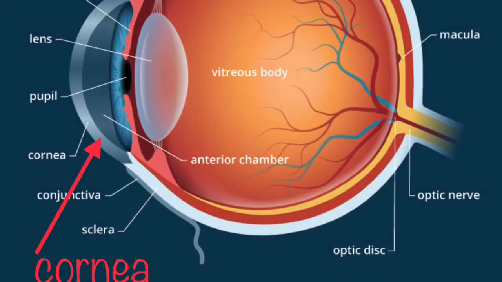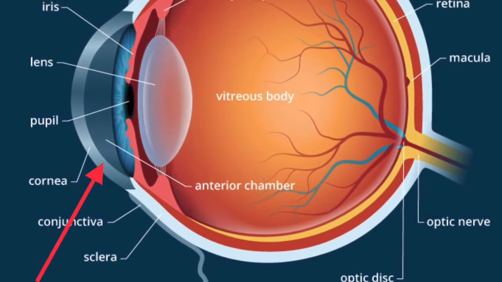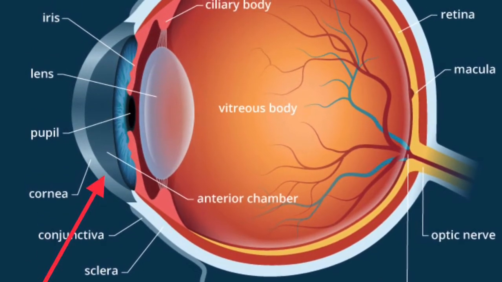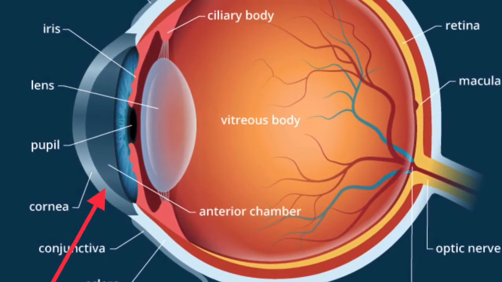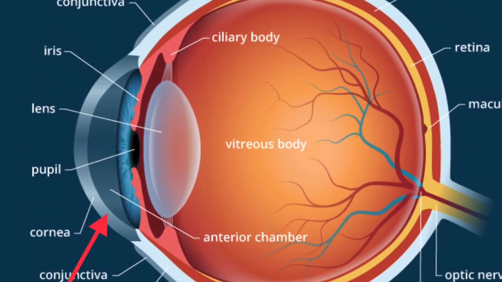All right, here you go. Here are the 18 structures of the eye. This structure of the eye is called the cornea. It is the transparent tissue that protects the eye. It has a bulging curvature that provides the major refraction of the eye, which helps when we focus in on things.